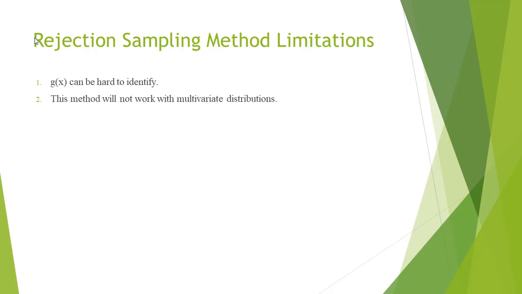In the description section of this video, I listed the R code that can implement the rejection sampling method. I will not repeat the R code here, but I want to briefly talk about the limitations of the rejection sampling method. First, it can be difficult to identify the envelope distribution. Second, this method doesn't work with multivariate distributions either. Neither inverse sampling nor rejection sampling work with multivariate distributions.